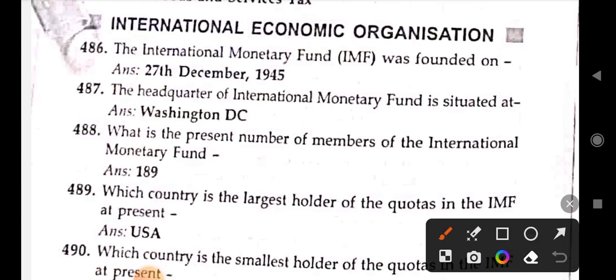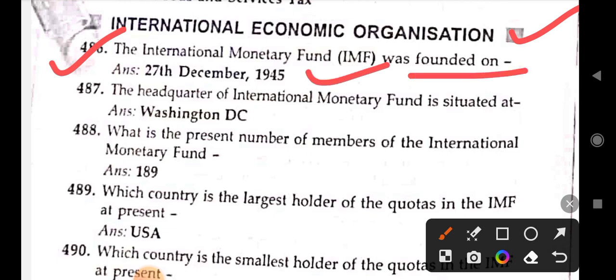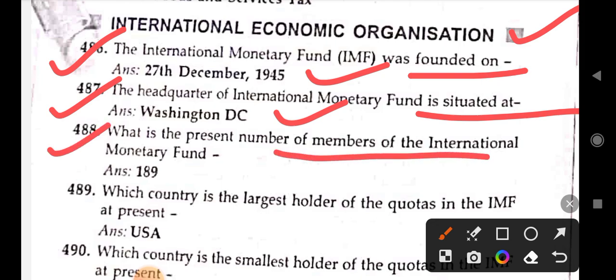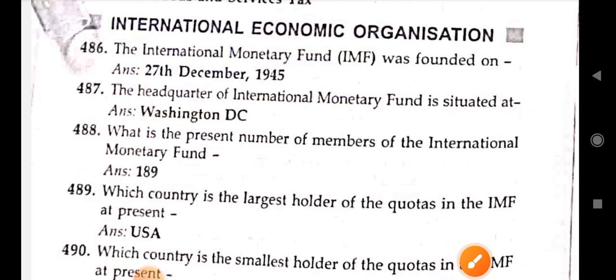Next, International Economic Organizations. The International Monetary Fund, IMF, was founded on 27 December 1945. The headquarters of the International Monetary Fund is situated at Washington DC. What is the present number of members of the International Monetary Fund? 189. Which country is the largest holder of quotas in IMF at present? USA.